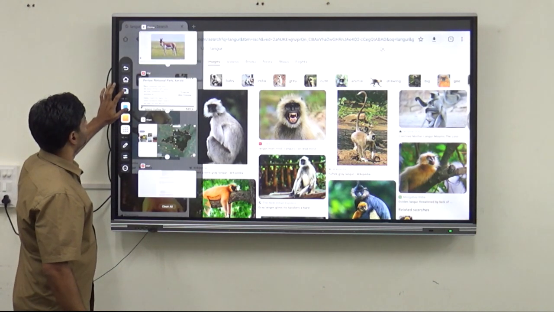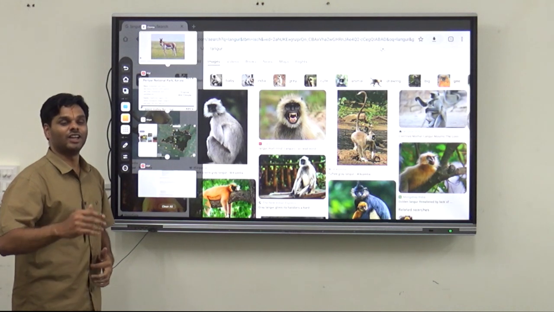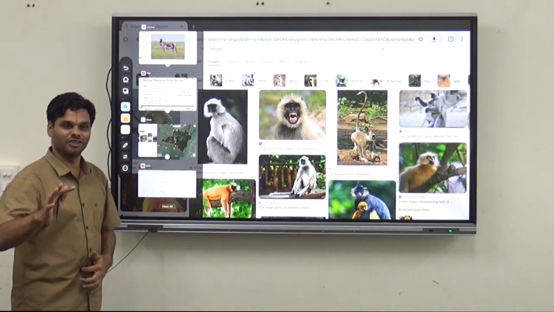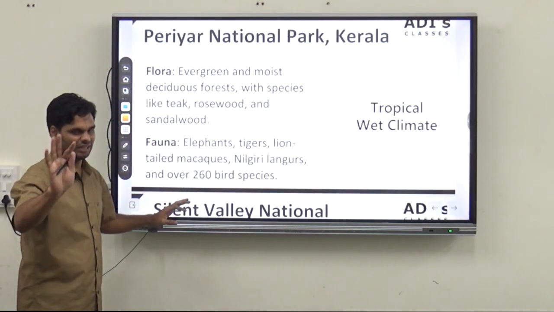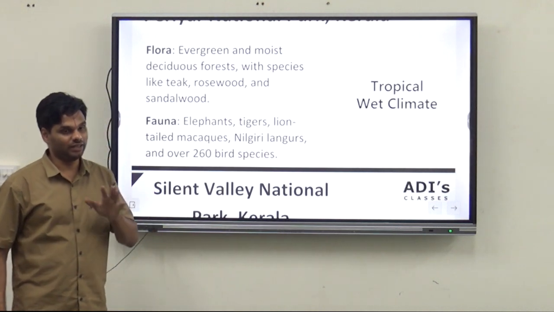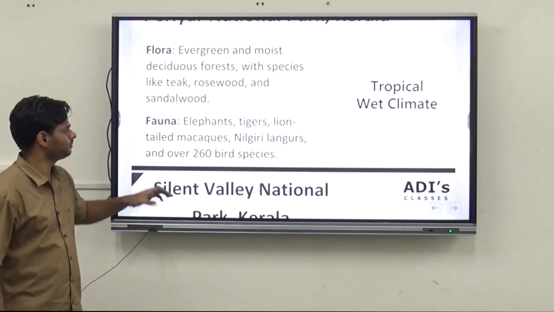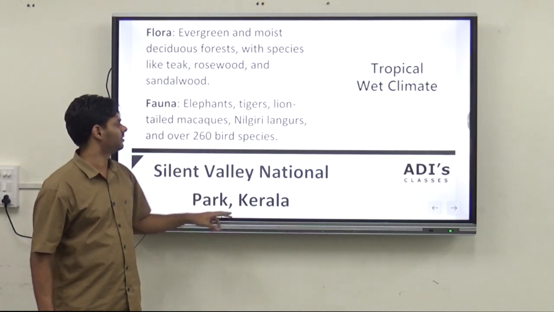Langurs are found everywhere. That's the answer. In almost any national forest that you go, you will find langurs. Almost everywhere you will find langurs. But you will not find lion-tailed macaques. Very endemic to these areas. See, Nilgiri langurs, I told you, langurs you will find everywhere, there is no problem.